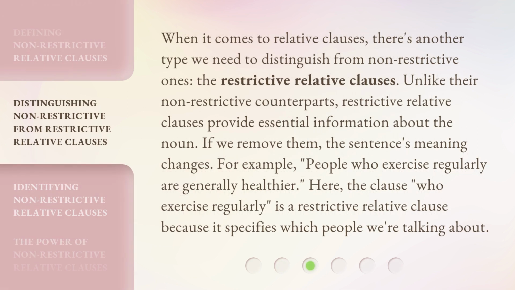When it comes to relative clauses, there's another type we need to distinguish from non-restrictive ones: the restrictive relative clauses. Unlike their non-restrictive counterparts, restrictive relative clauses provide essential information about the noun. If we remove them, the sentence's meaning changes. For example, people who exercise regularly are generally healthier. Here, the clause, who exercise regularly, is a restrictive relative clause because it specifies which people we're talking about.